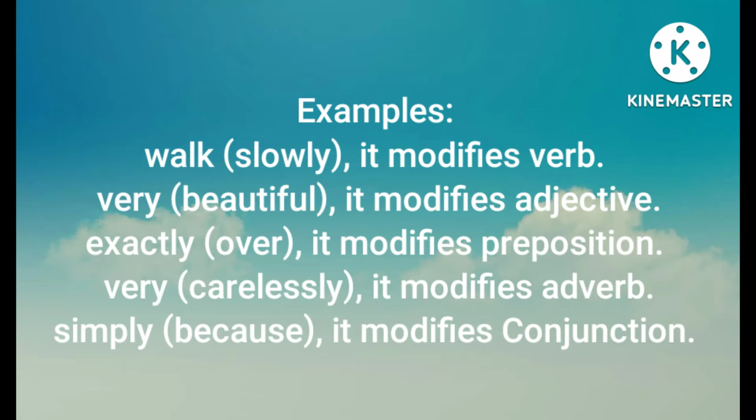In this sentence, slowly is an adverb which modifies the verb walk. In the second one, very beautiful. Very is an adverb, it modifies an adjective, because beautiful is an adjective. Exactly over. Exactly is an adverb and over is a preposition, so it also modifies a preposition.